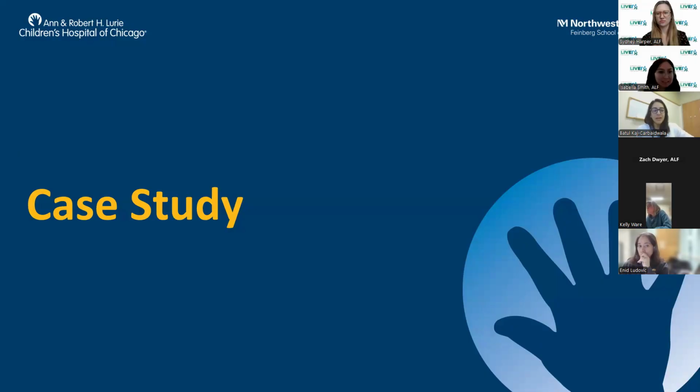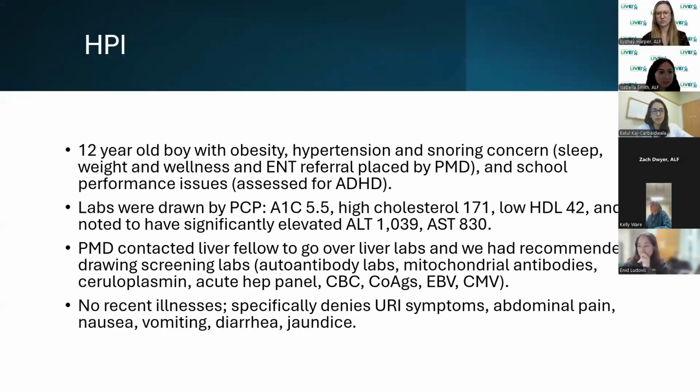All right, so this is actually a patient of mine who gave me a lot of sleepless nights, I'll tell you. So I just want to talk you through this. This is a 12-year-old boy. He presented initially to me with obesity, hypertension, and a concern for snoring. And it was a patient who had an ALT and AST, so his liver enzymes were sky high, like in the thousands range.